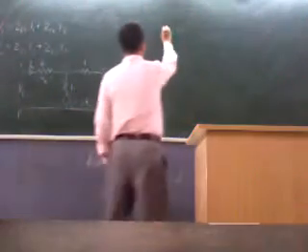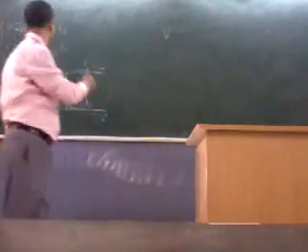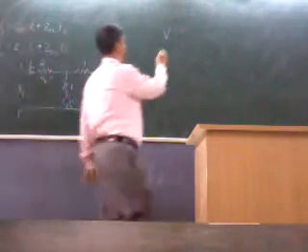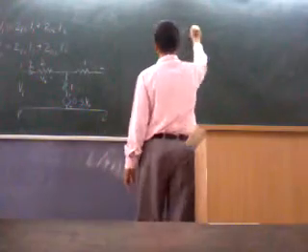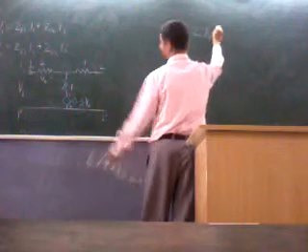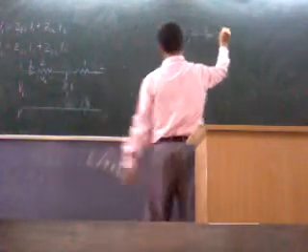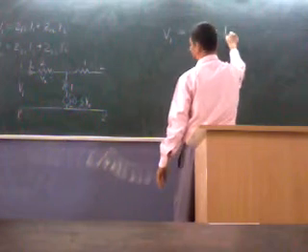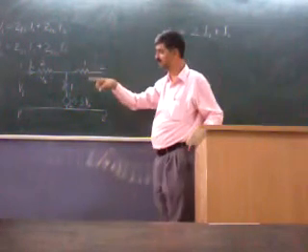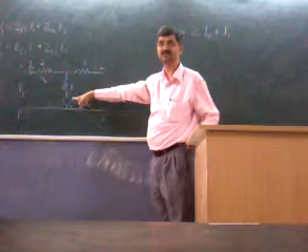Parameters of port 2 open. So how can we write? Just apply Kirchhoff's mesh law for these two. V1 is equal to 2I1 plus I1 plus I1. And what about this?